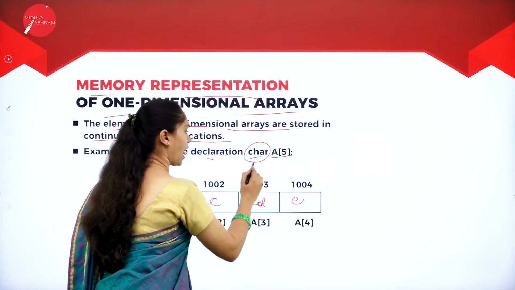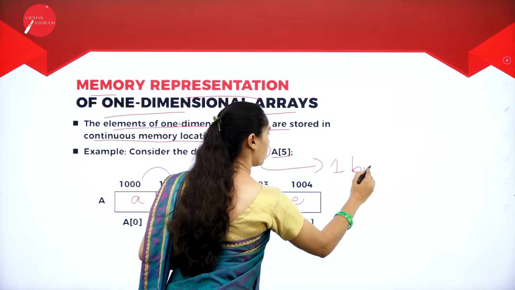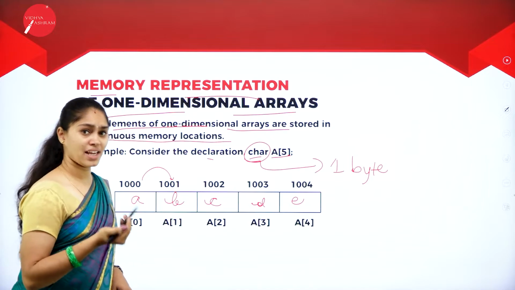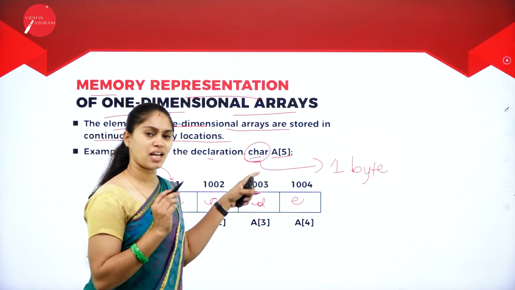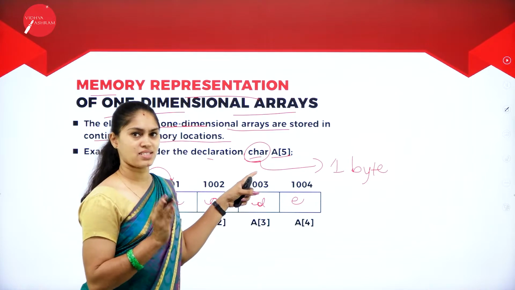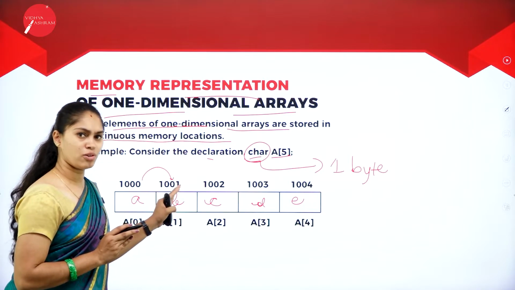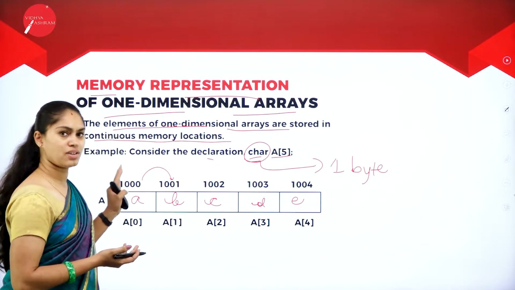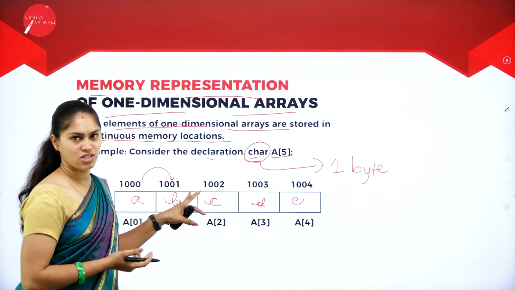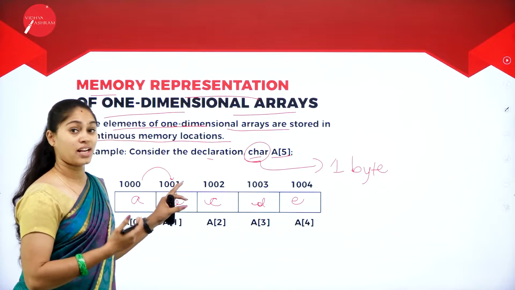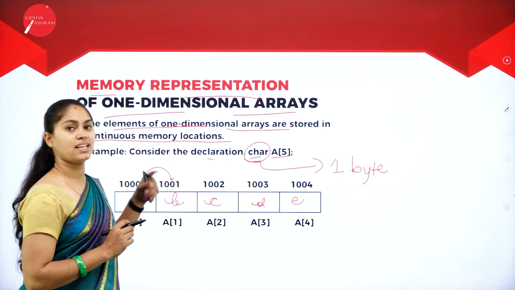Why am I taking 1001 after 1000? Because we are taking the character data type, and this data type is going to hold only 1 byte of memory space. If I take integer, it is not the same case. The integer data type is going to hold 2 bytes of memory space. At that time, if it is 1000, the next will be 1002, because 1000 and 1001 will be in the first position, and 1002 and 1003 will be in the next position. In that manner, it represents the memory allocation of the elements.